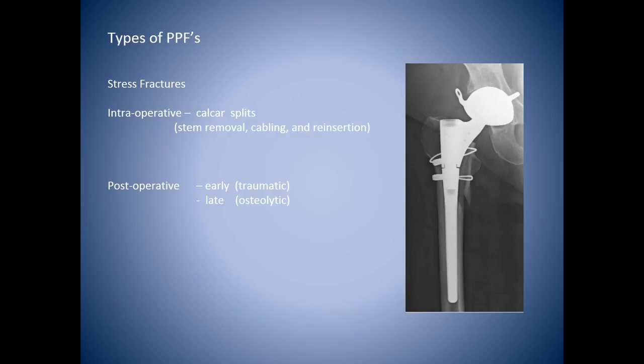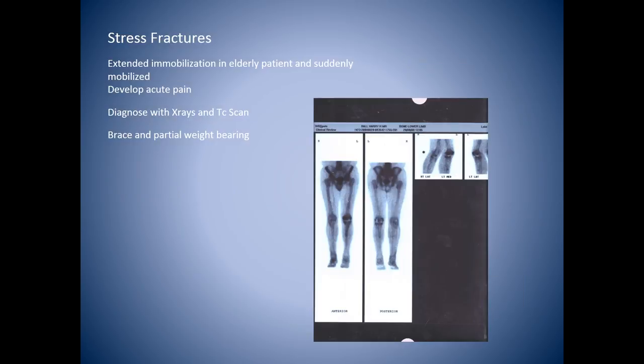The early ones are usually traumatic and usually have been associated with an unrecognized split that has occurred intraoperatively. And then the late type of fractures you get are usually the osteolytic ones. As I mentioned before, usually the periprosthetic fractures that are stress-related are around the tibial stem, but you do see them occasionally at the tip of a non-cemented femoral implant. And those you can actually treat conservatively just with partial weight bearing.